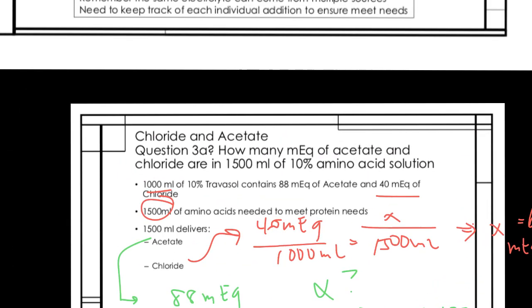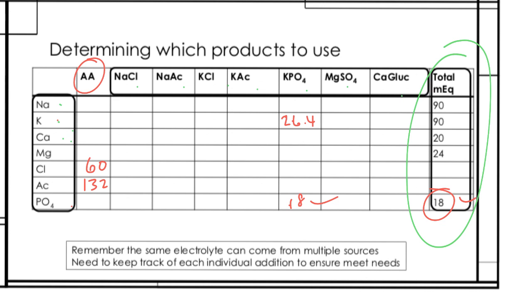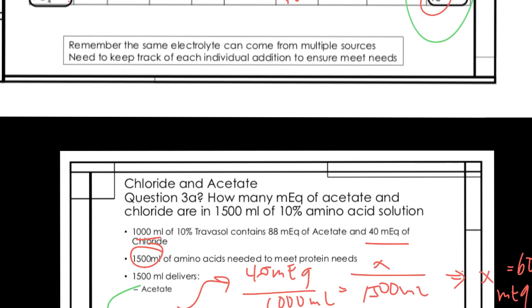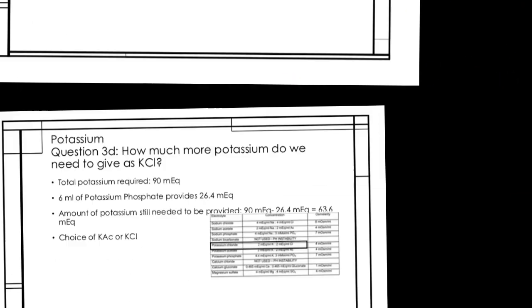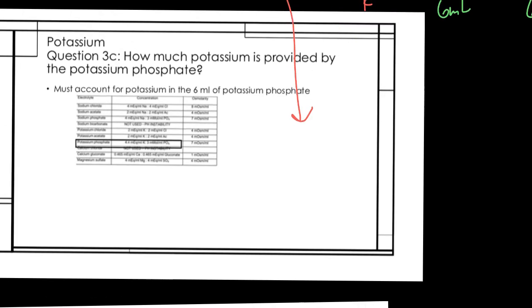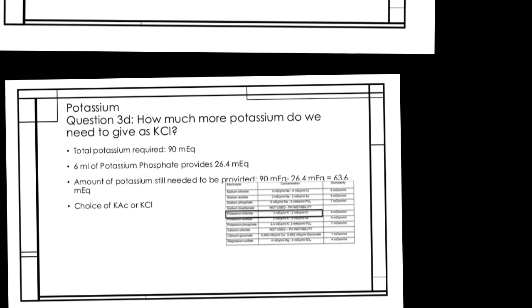Remember, I said I need a total of 90 milliequivalents of potassium. Currently, I only have 26.4. How else could I give it? I could give it as the acetate, or I could give it as the chloride. Let's try giving it as the chloride, because that's what the question's asking. How much potassium do I still need? It's 90 minus 26.4, which gives 63.6 milliequivalents I have to make up.